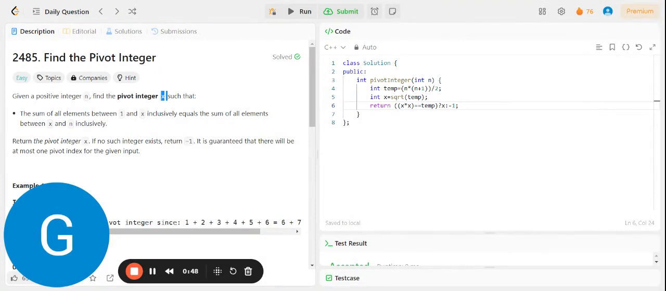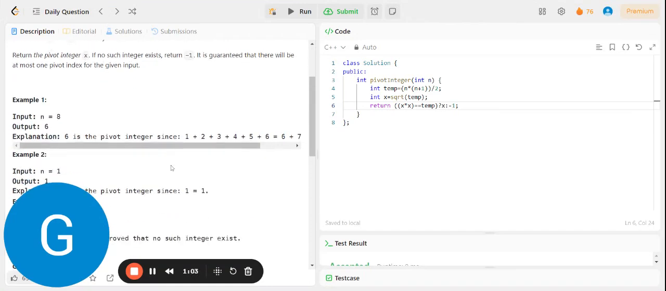We have to return the pivot integer x. If there is no such integer, we have to return minus 1. It is guaranteed that there will be at most one pivot integer for the given input. Let us see example one.